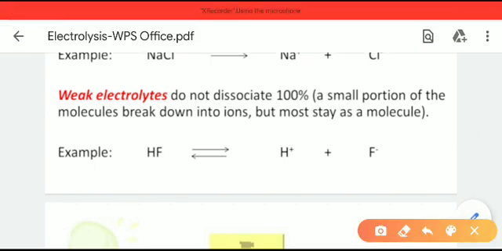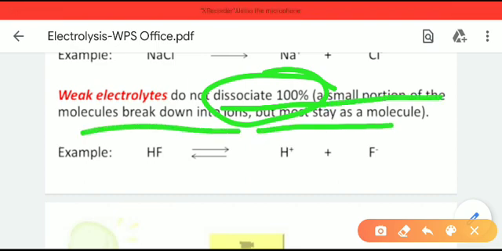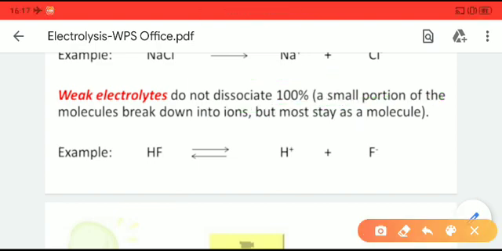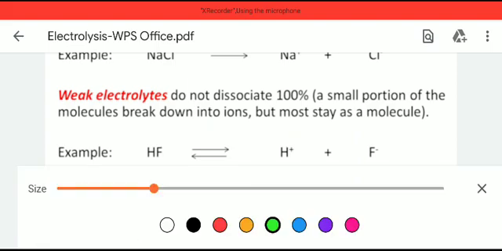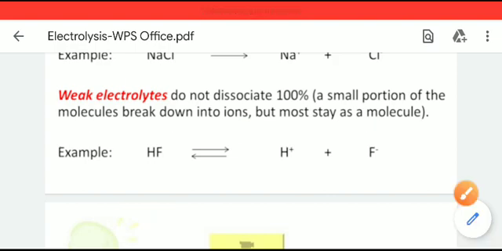Weak electrolytes are those electrolytes which don't dissociate 100% or fully. A small portion of the molecules break down into ions, but most of them stay in the form of molecules. Only a small number of molecules form ions. So those electrolytes which do not dissociate fully are called weak electrolytes.